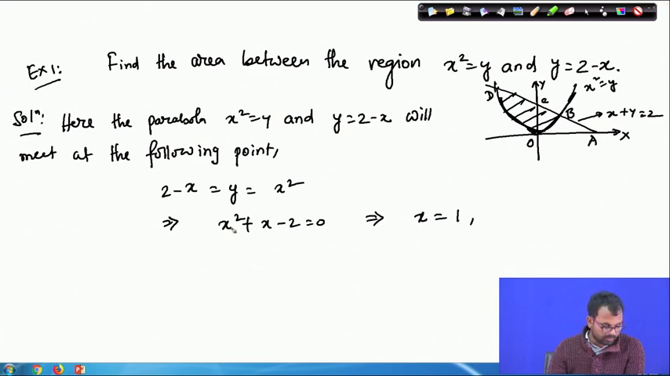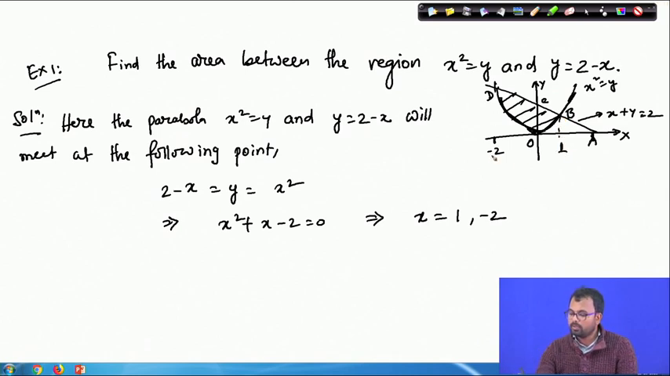I can substitute x equals 1, so one root is 1, and another root will be, if I substitute 2, then this will be 4, so another root will be minus 2. All right, so I have minus 2 here, and I have 1 here.